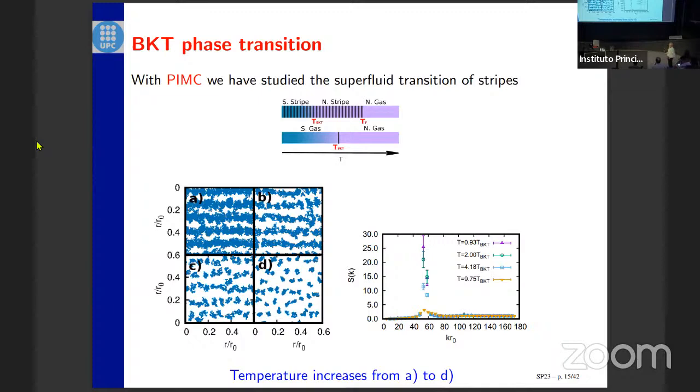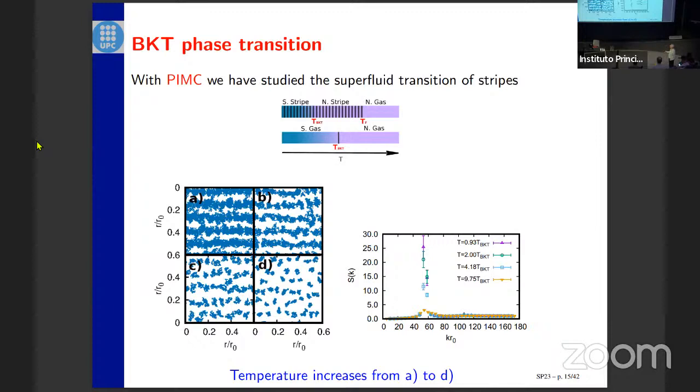Here I show how the system appears in this picture of snapshots, which I think is quite visual, when you increase the temperature. So you are going from A, B, C, D, increasing the temperature. You see that at low temperature the stripes are very wide and well defined, but they are connected. You see paths that connect the different stripes. When this happens, it means that you are in a superfluid regime. If you increase the temperature a bit more, these interchanges practically disappear. There is still one here, but the stripes become isolated. If you increase even more, the stripes start to be destroyed, and finally you arrive at a gas.